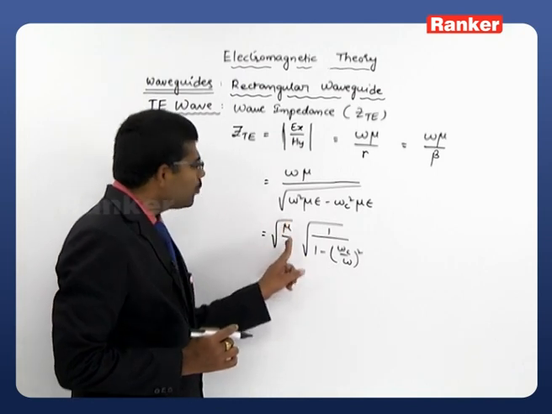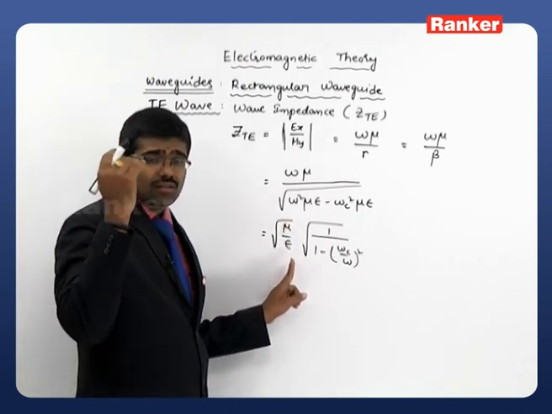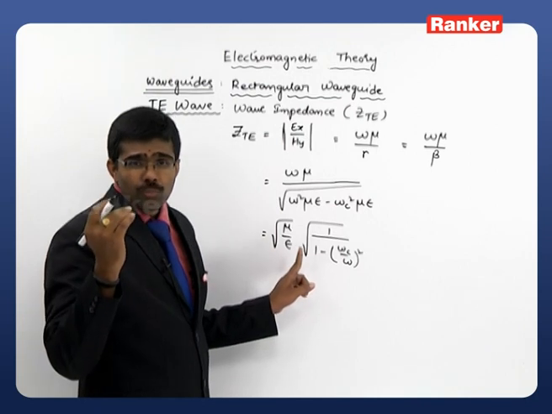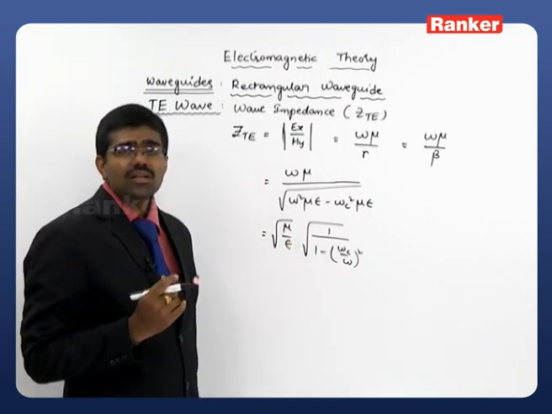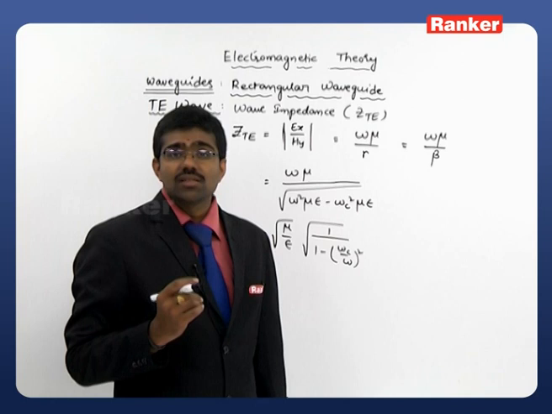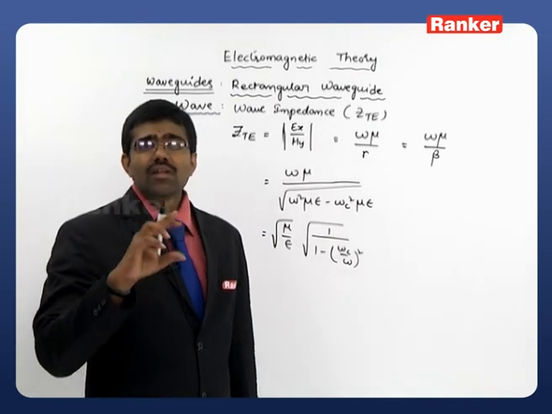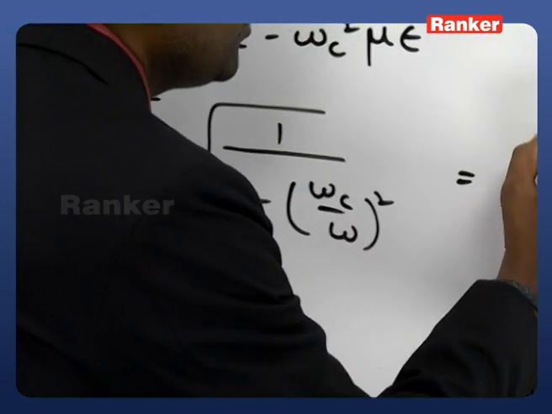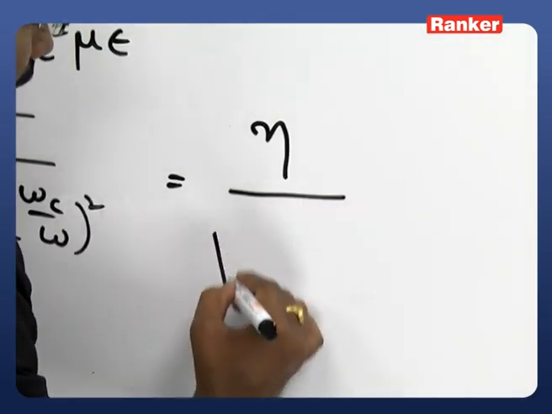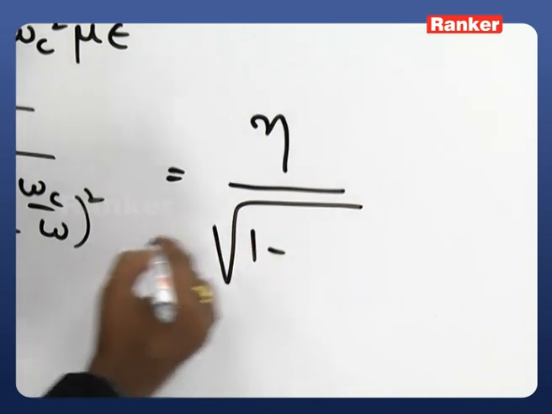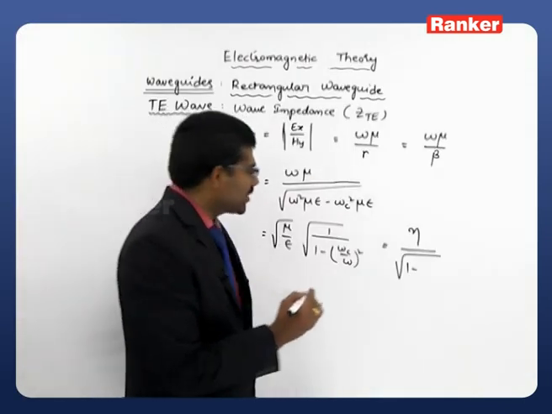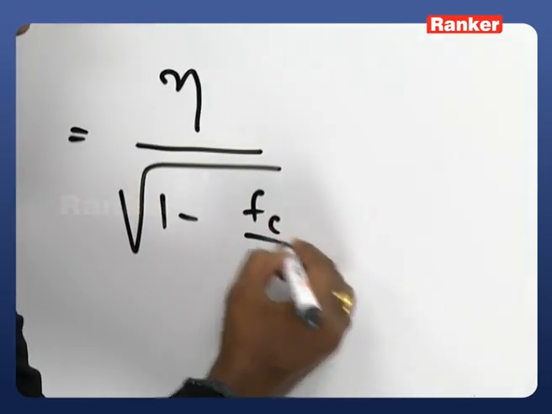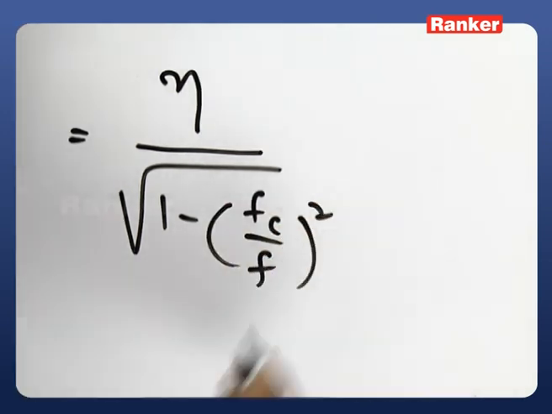Square root of mu by epsilon, just recollect the concept that in our wave propagation, mu by epsilon is nothing but the free space impedance, if it is free space, or the intrinsic impedance of the medium. This can be replaced with eta divided by square root of 1 minus omega c by omega, which can be written simply as fc by f whole square.